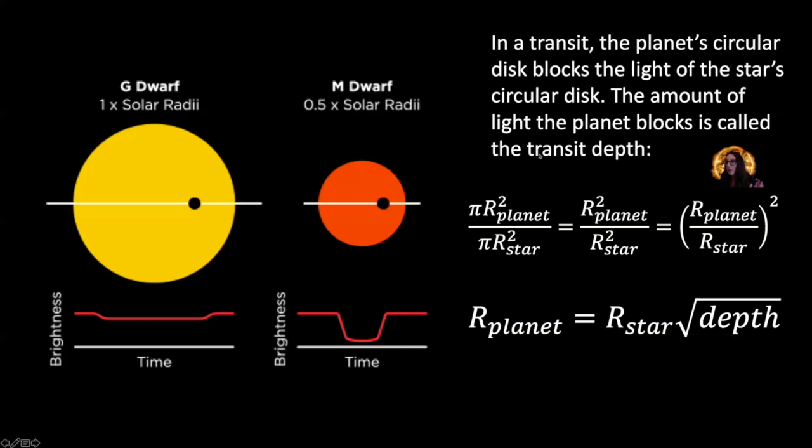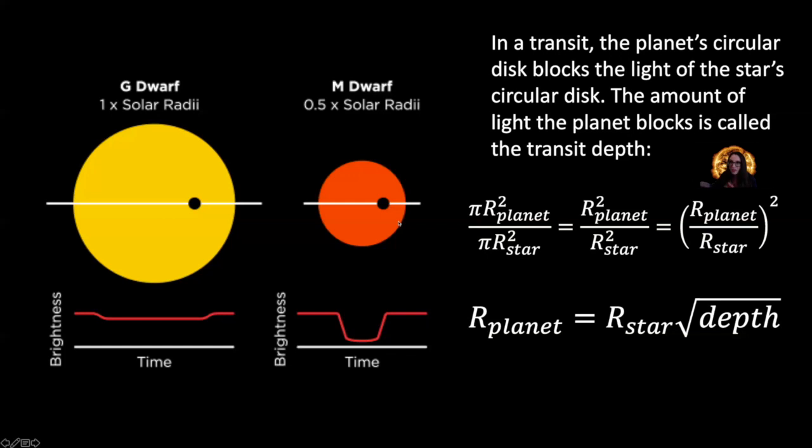Now we're going to look at a couple of equations to help us quantify these light curves, and actually we can get at the radius of the planet in this way by looking at the light curves. In a planet transit, the planet's circular disk blocks the light of the star's circular disk, and we've talked about that. The amount of light the planet blocks is called the transit depth. The transit depth is just the ratio of the area of the planet to the area of the star.